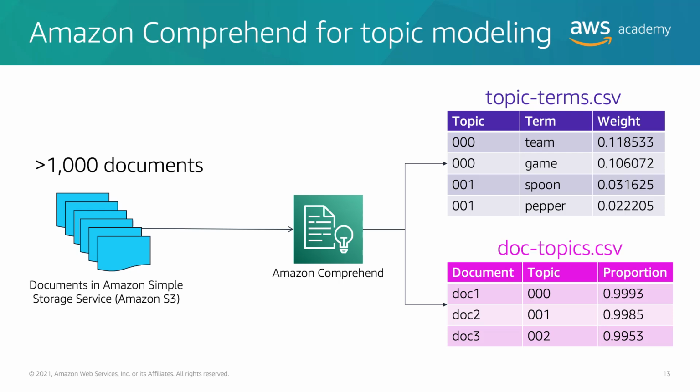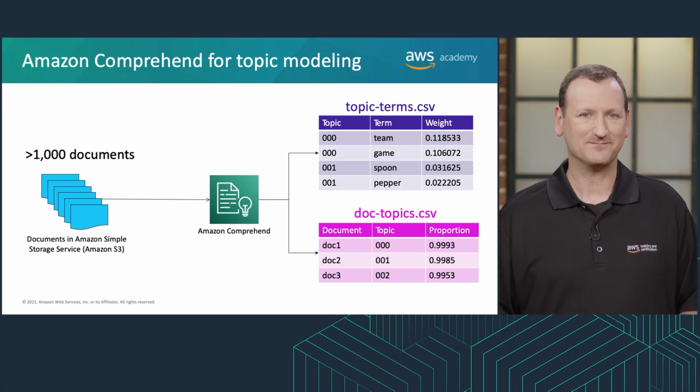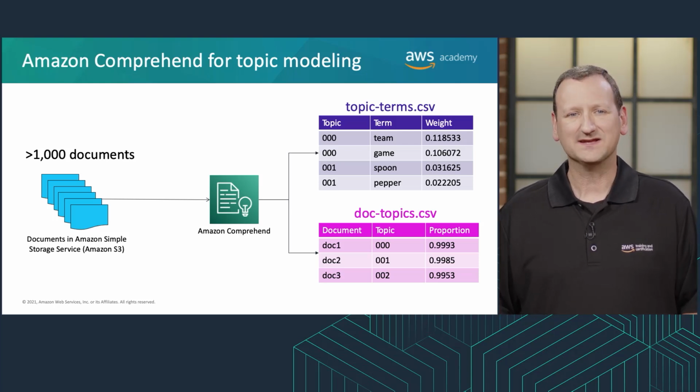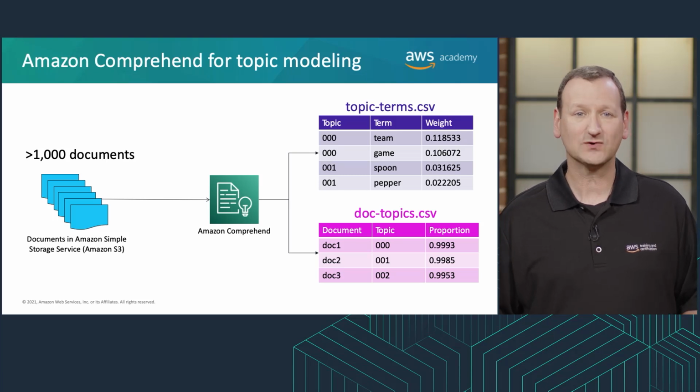To get started, create one or more UTF text files in an Amazon Simple Storage Service, known as Amazon S3. Then, create an Amazon Comprehend topic modeling job. When a job is complete, you have two output files. The first, topicterms.csv, contains a list of all the topics and the top terms for each topic according to their weights.